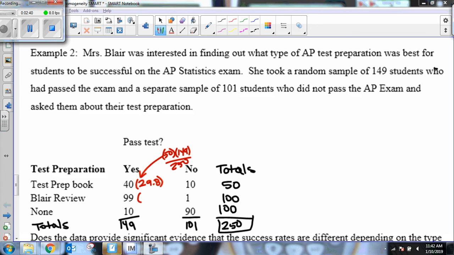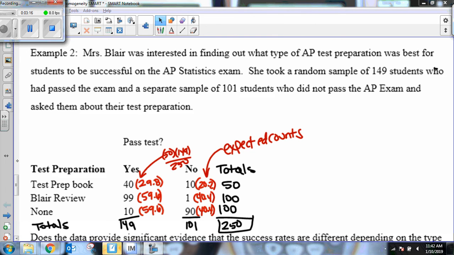If I did the next one, it'd be 59.6, and the next one would also be 59.6, because on both of those, the row totals are 100, so 100 times 149 divided by 250. Over here, the expected count ends up being 20.2. This one ends up being 40.4 and 40.4 again, because these are the same work, okay? Now, I know I'm going to refer to these later on, so I'm going to label these as my expected counts. That's what I would expect to see if I'm assuming that there's no difference between the test preparations, okay?